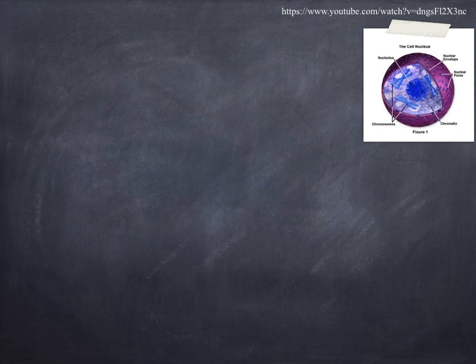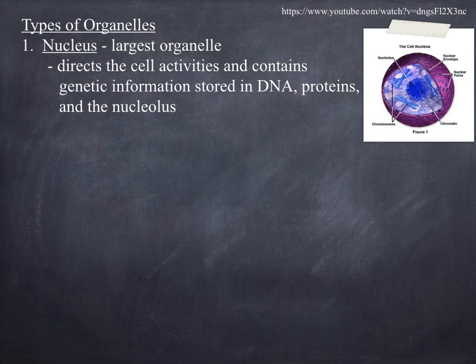Alright, so in this video we're going to be talking about the different types of organelles that we find in a cell. So the first one we're going to mention is the nucleus. The nucleus is the biggest organelle. Its job is to direct the cell activities, and it contains genetic information stored in DNA, proteins, and the nucleolus. I think of the nucleus like the brains of the place, so it controls everything. It's the boss of the cell.